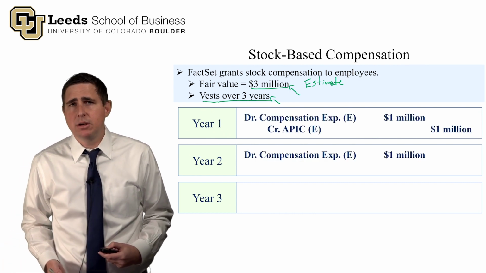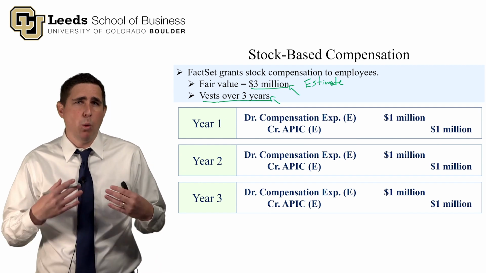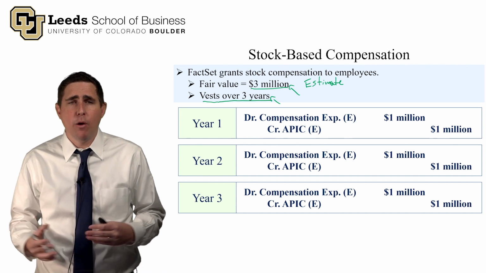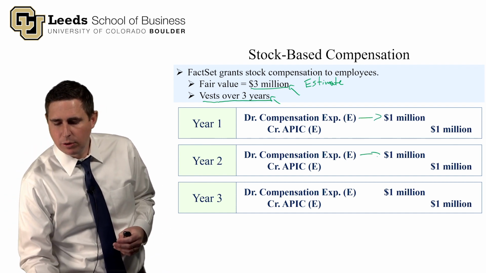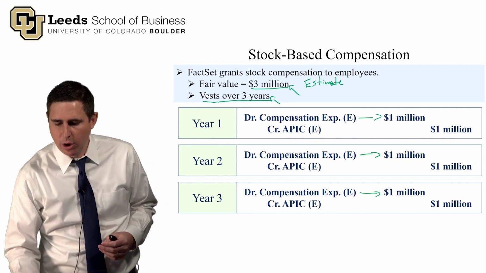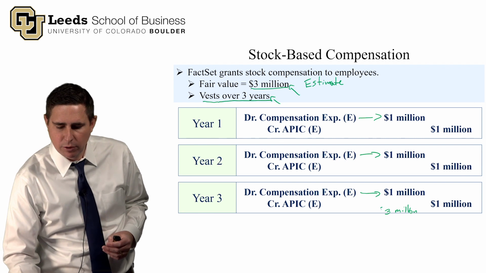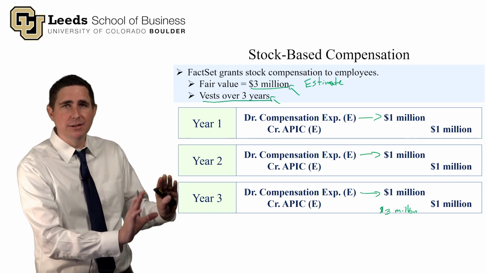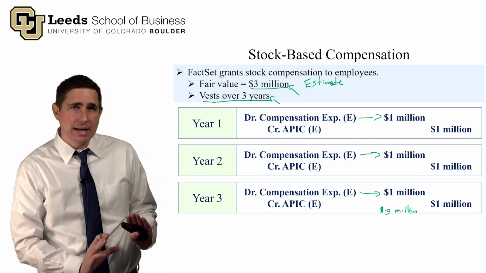So in each of these years, we're going to debit compensation expense for just 1/3 of the total fair value. So that over the 3-year vesting period, compensation expense in total will be $3 million in total. So we've expensed the entire value of what we have granted to employees over the vesting period. And that's the debit side of the journal entry, okay?